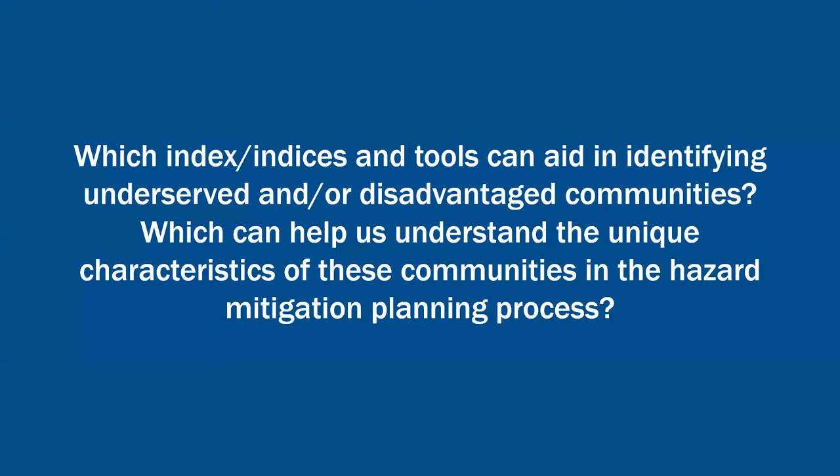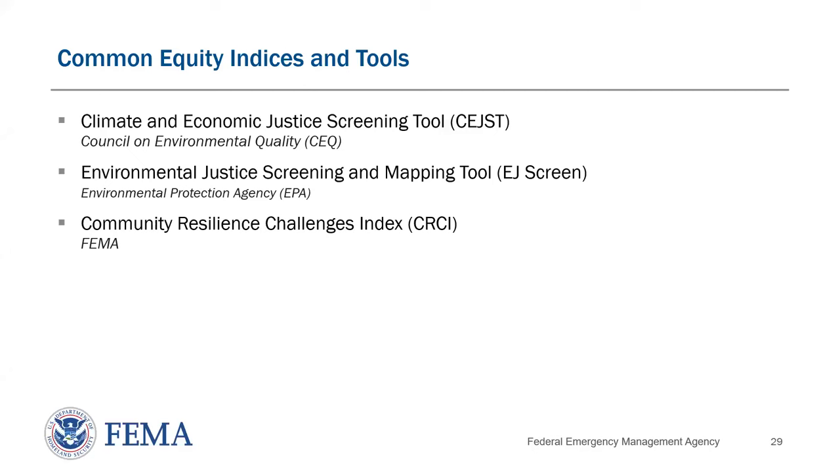Next slide. So the big question is, with so many different indices and tools available, which of these indices and tools can aid in identifying underserved and/or disadvantaged communities? And which of these indices and tools can help us understand the unique characteristics of these communities as part of the hazard mitigation planning process? There are a variety of indices and tools that can be used to identify underserved and/or disadvantaged communities. And today I'm just going to walk through three of the most commonly used indices and tools. So the poll that you just took are the three that I'm going to cover today. This is definitely not an exhaustive list. It's just a few examples.